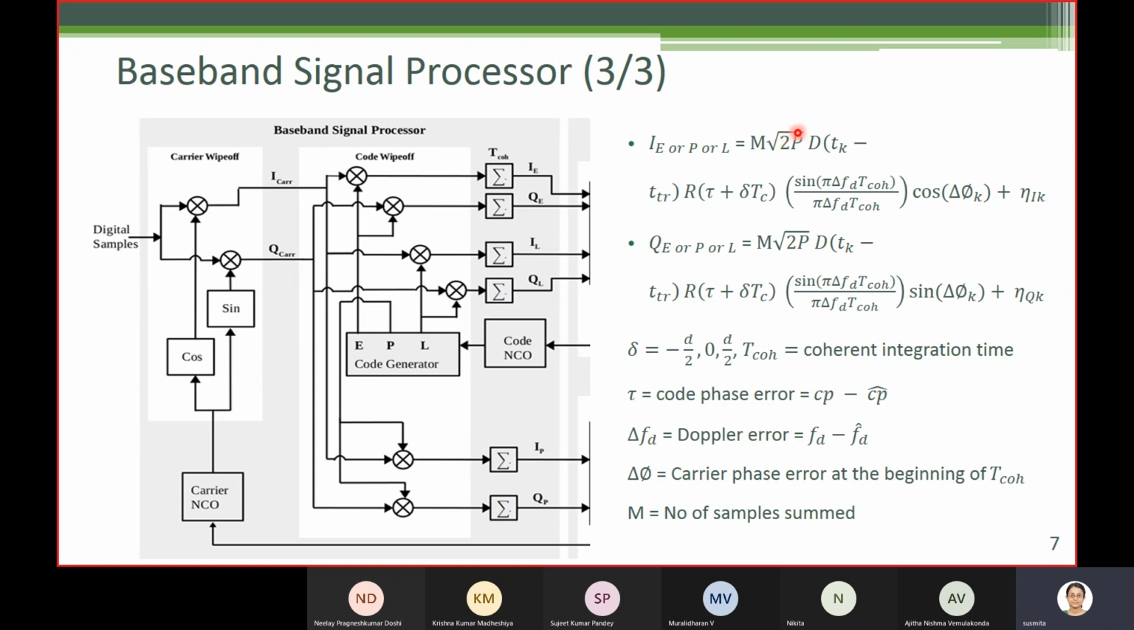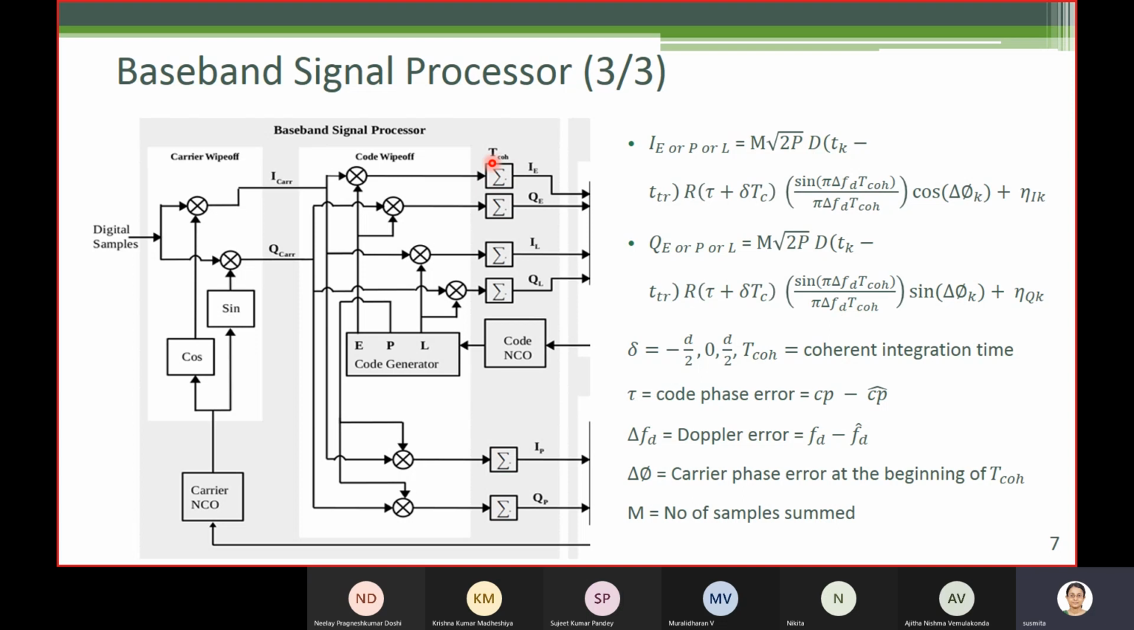Okay, so this term is from the incoming signal, the signal power term. This remains as it is. I'll come to capital M later. This is the data bit, D. I said that the coherent integration time T coherent for the signals we have considered here varies from 1 millisecond to 20 millisecond. So it will be either 1 millisecond or 2 millisecond, or it can be 5 millisecond. There are some specific values that we generally consider: 1, 2, 5, 10 and 20.